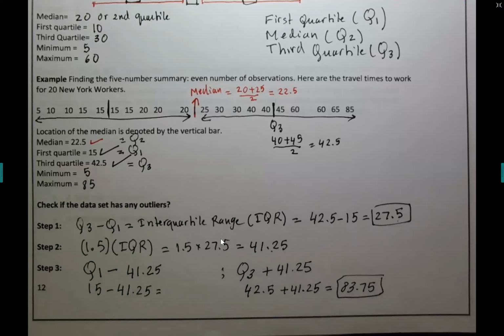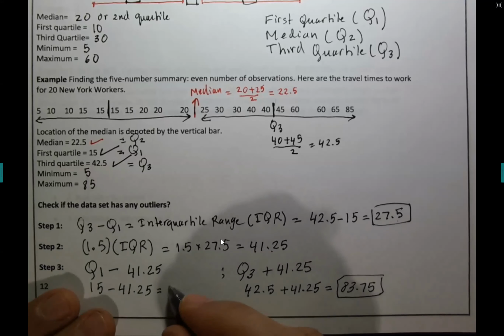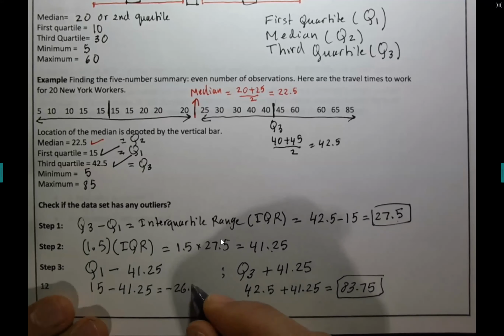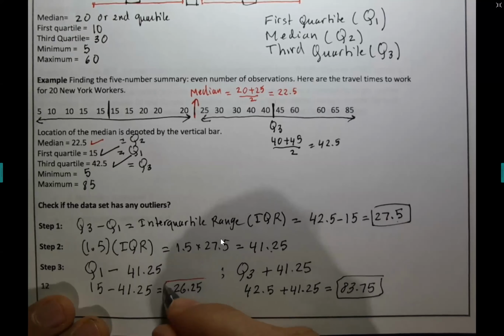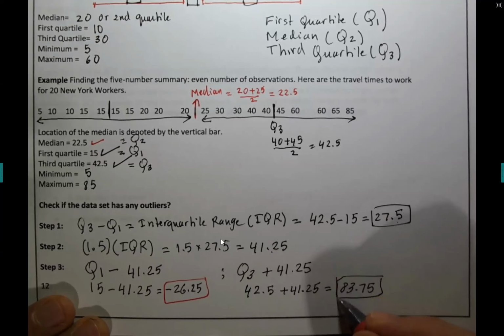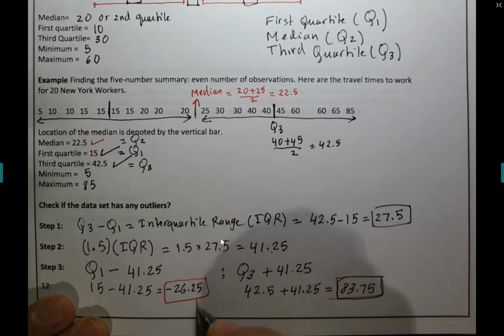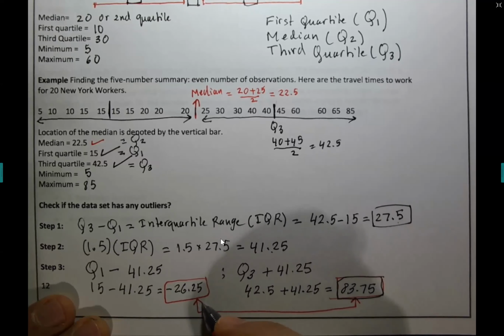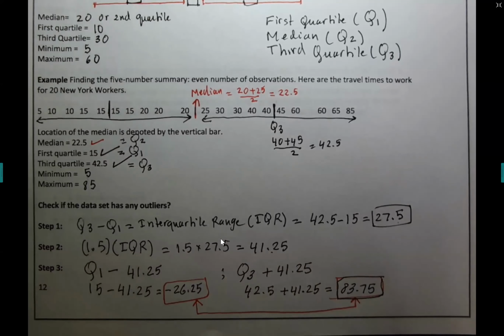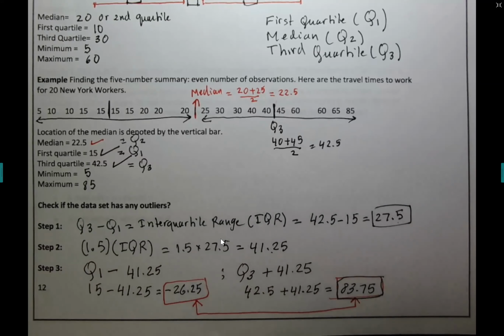And negative 26.25. I'm done, guys. Now I'm going to ask you to guess, how do I figure out if there are outliers? Now I just have to look and see if there are outliers. Any guesses? What do I do with those two numbers that I got to figure out if there are any outliers? Make a guess, guys. You don't have to be correct.